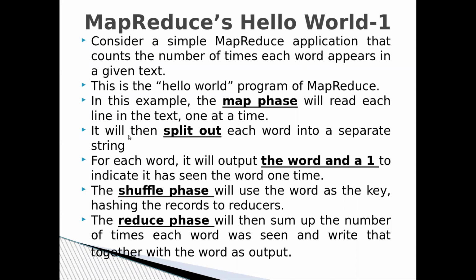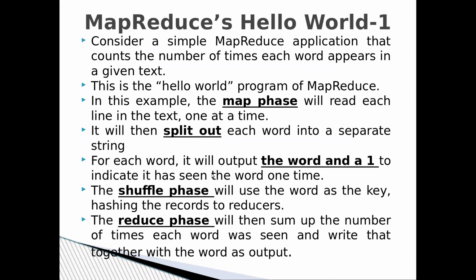And it will then split out each word into a separate string. And for each word, it will output the word and a 1 to indicate it has seen the word one time. Understood? You have so many lines in your text. During your map phase, each line is read. Then if there are 4 words in the line, they are split out into 4 words separately. We don't have a line now, we have got 4 words. And for each word, the output is the word and a 1.